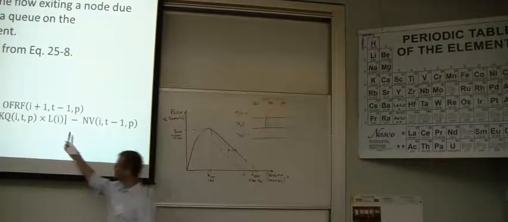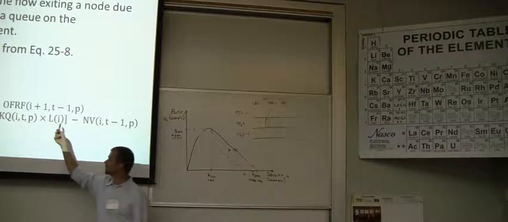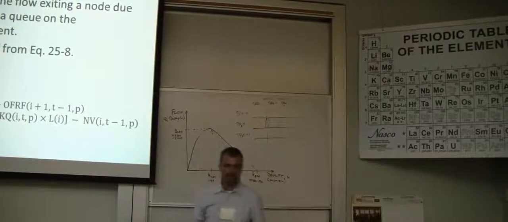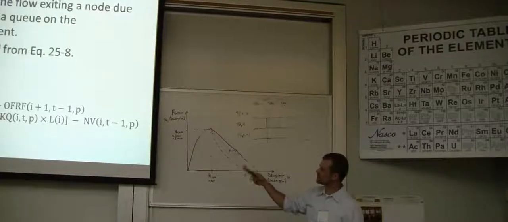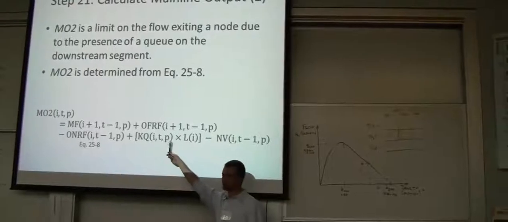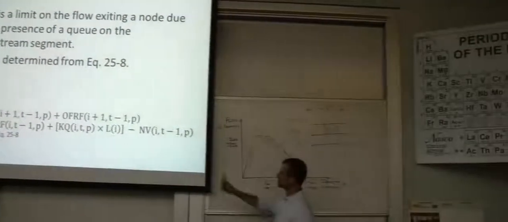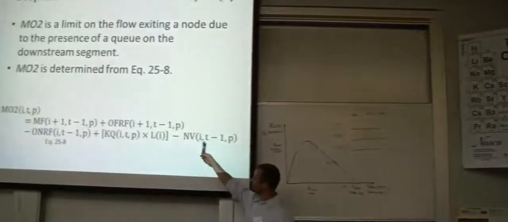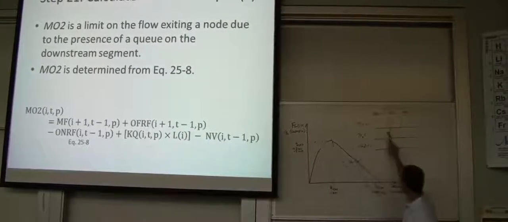the potential storage downstream. KQ times Li is Q density times segment length. And this should actually be times, I guess it must be number of lanes. KQ must be already scaled by the number of lanes. But it's basically the allowable storage minus the number of vehicles that are already in the downstream segment. And this is where the T-1 comes in.